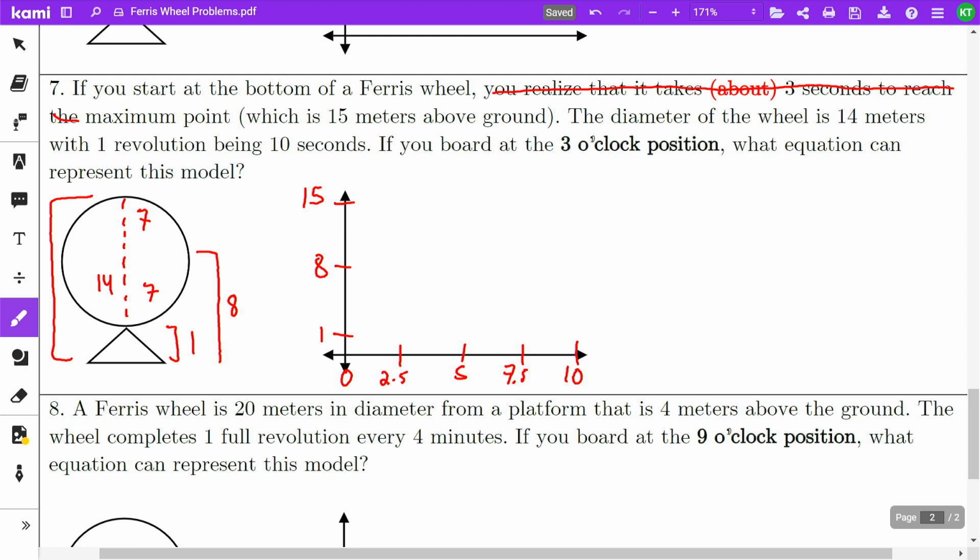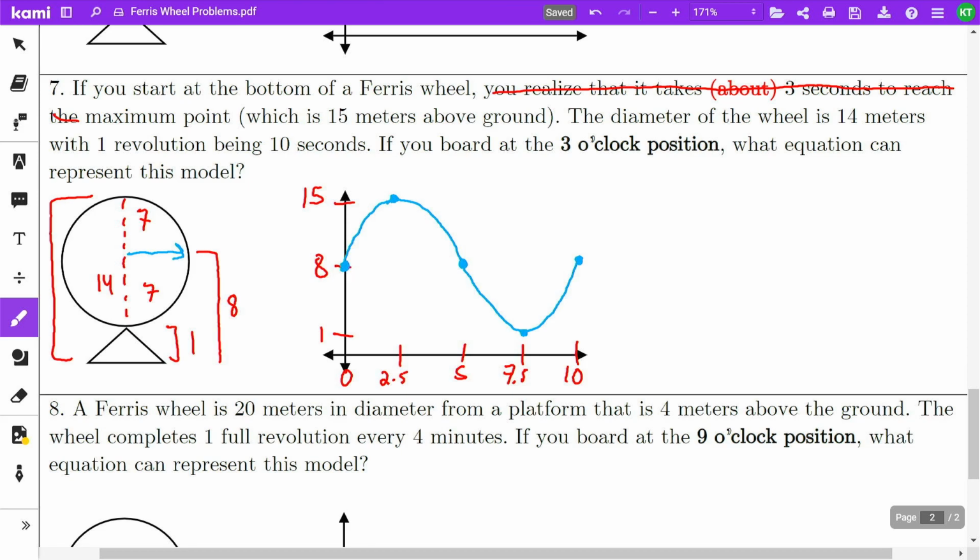This time, it's telling us we're boarding at the 3 o'clock position. The 3 o'clock position is going to be right here. So if I'm boarding there at 0 seconds, I'm going to be at 8 meters high. And again, we're assuming we are traveling counterclockwise. So we're going to be going up, and I'm going to hit my 15 next at 2.5. Then I'll slowly go back down. At 5 seconds, I'll be at 8. At 7.5 seconds, I'll be down at 1, and then back up at 8 at 10 seconds. So this one will look like this.